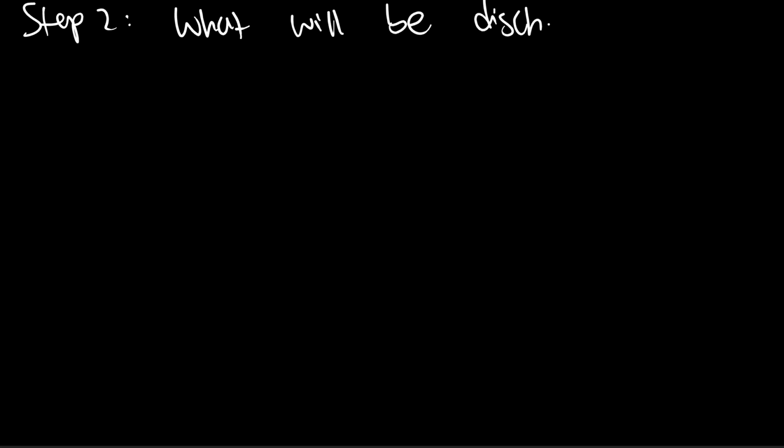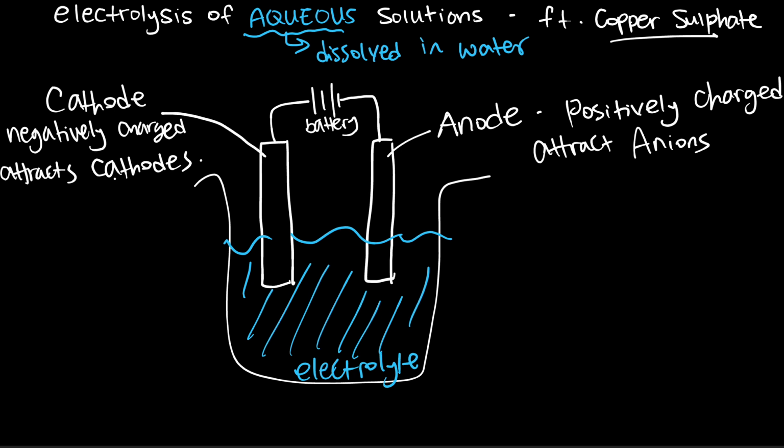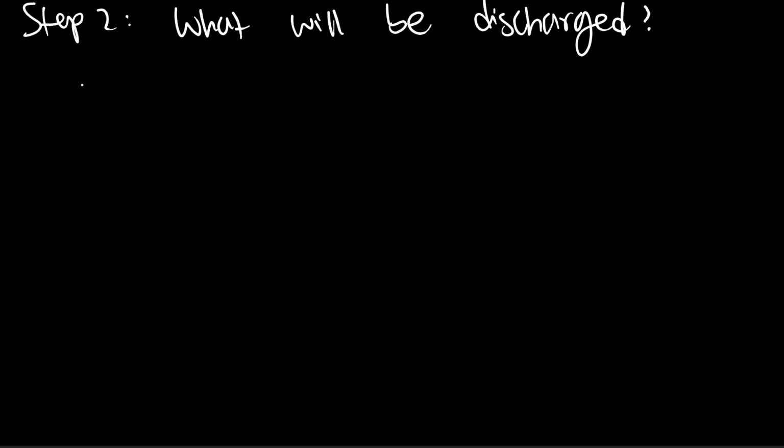Now we have the next step. Step 2. What will be discharged? Which ions are going to be discharged? By discharge, I mean lose your charge to become neutral. So let's begin on our cathode side first. Remember, the cathode side is over here, which attracts cations. It attracts positively charged stuff. Let's begin with our cations.